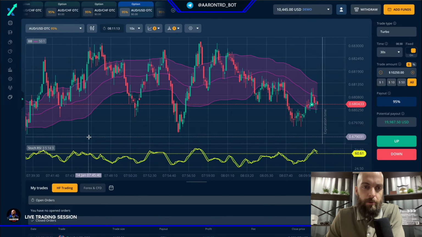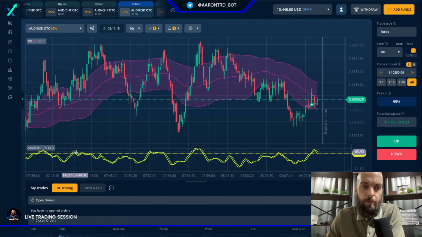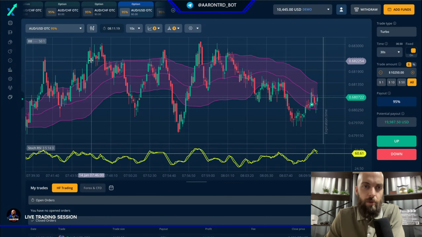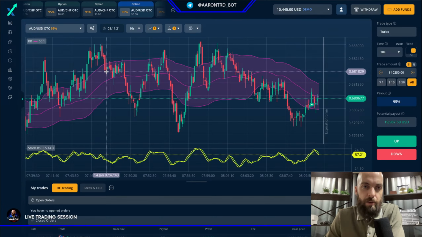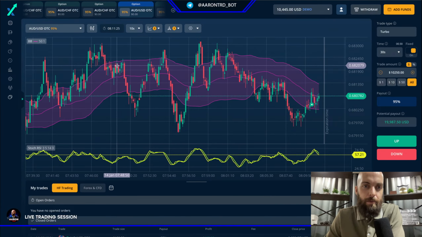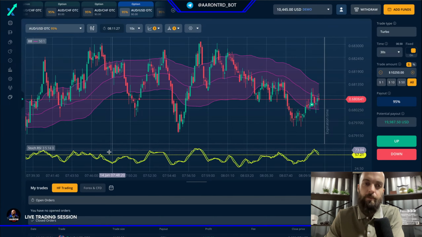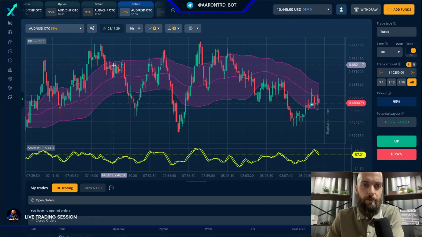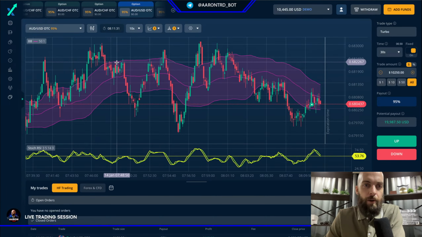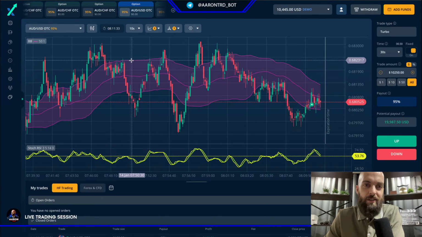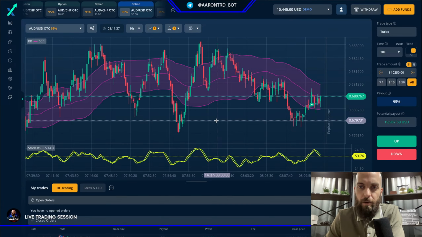Here's another good example here. You can see momentum coming down as price is stretching and rising through. We break back through, it becomes support, and right about here, momentum's still coming down while it proved to be resistance, our upper band. That would have been a good entry there too for a down.